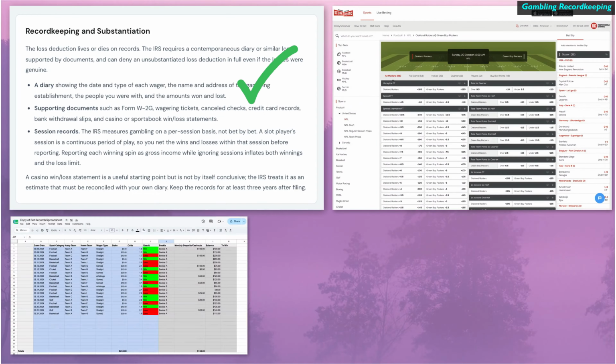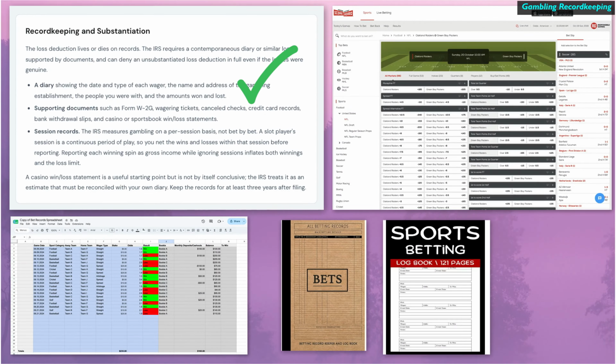The most important takeaway from all of this: keep track of all your bets and gambling activity, either digitally or in a notebook.